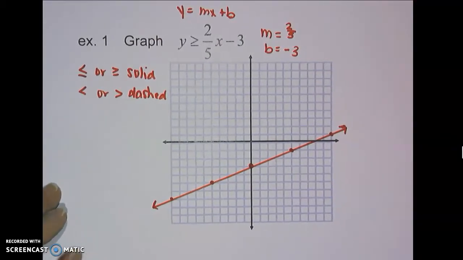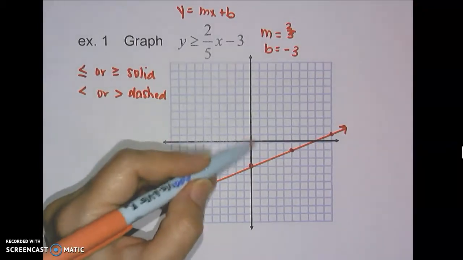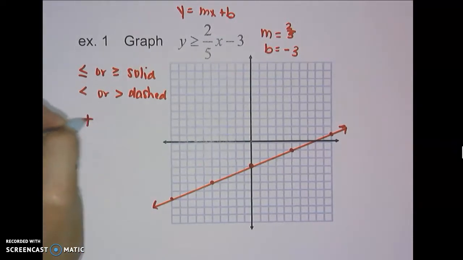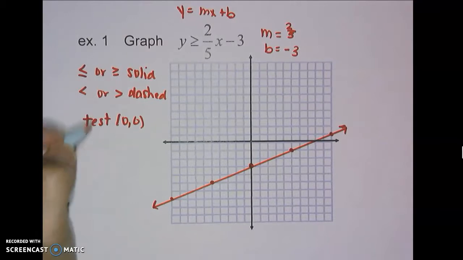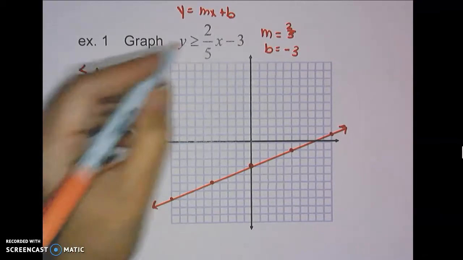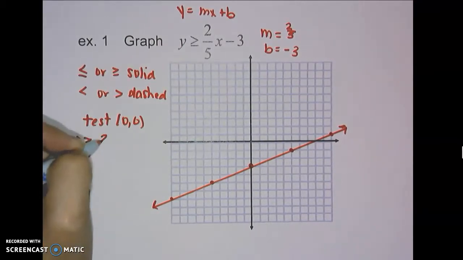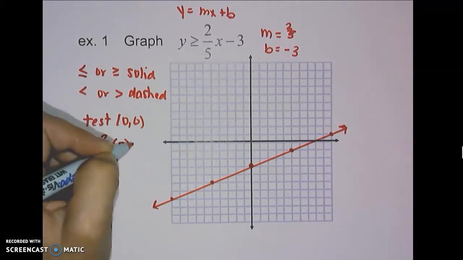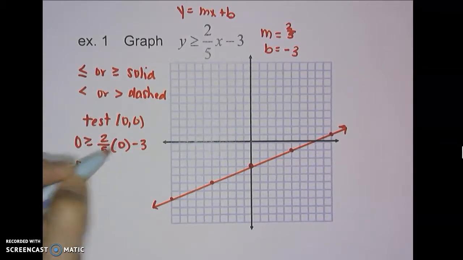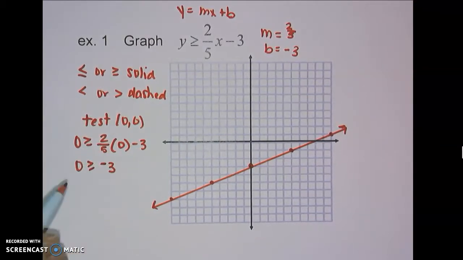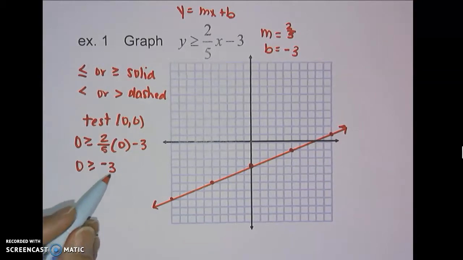Now, in order to do that, we need to test a point. Okay? So the easiest point to test would be 0, 0. That means that we're going to test 0, 0. Okay? That means we're going to plug 0 in for y and 0 in for x, and see if this is a true statement or not. So this would be 0. 2/5 times 0 is 0, minus 3 is -3. So is 0 greater than or equal to -3? Is that a true statement?